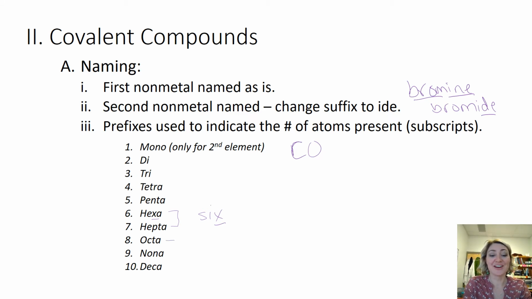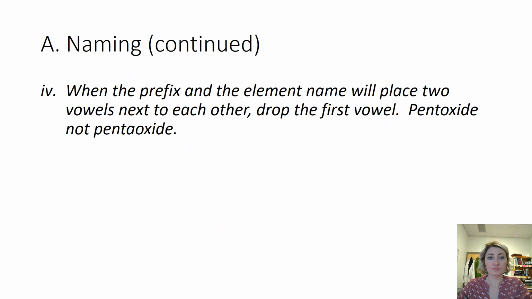Octa, you can think of an octopus, has 8 arms. Octa is 8. Nona, or nana, is 9. And deca, think of a decathlon, is 10. So those are ones that you're going to have to commit to memory so that you'll be able to name covalent compounds. All right, so we have kind of a funky rule.